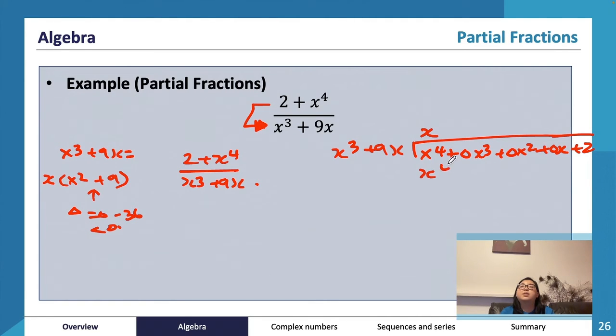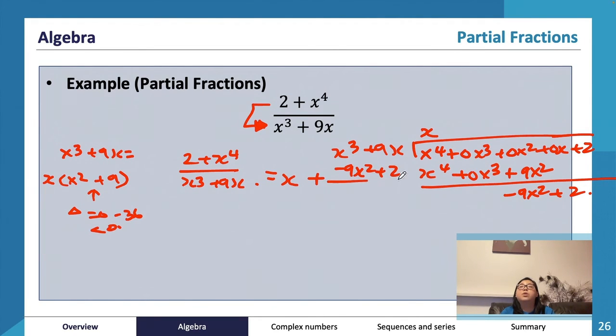And so this is going to be x to the power 4, and we're going to say plus 0x cubed plus 9x squared, and that's going to be just negative 9x squared plus 2, essentially. So if we look at that, that can't divide into it anymore, so that's the new thing that we're actually going to get. So this is going to just be equivalent to x plus negative 9x squared plus 2 all over x cubed plus 9x. So this is the thing that we're actually going to decompose.